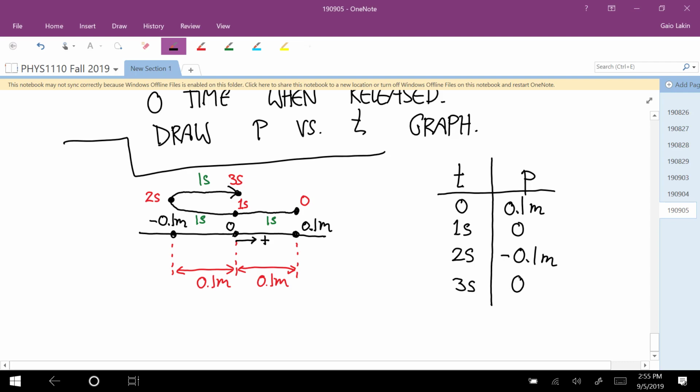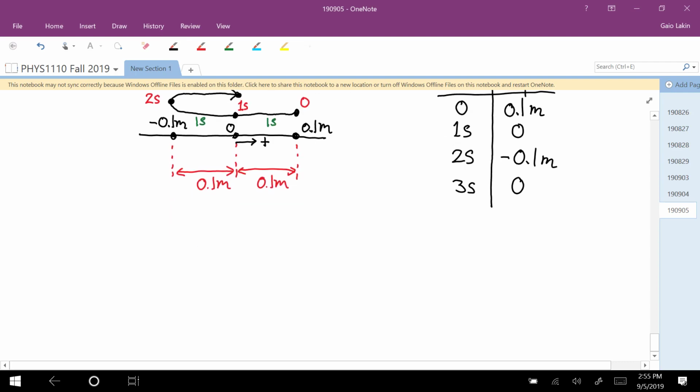And now graphing that on a position versus time graph is just reading those values. Time is always horizontal, position is always vertical. The times that we care about are 0 time, 1 second, 2 seconds, 3 seconds. And the locations are 0, positive 0.1 meter, negative 0.1 meter.